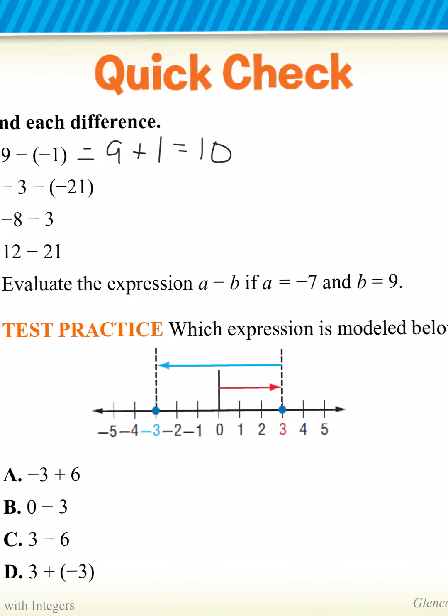On number 2, what do I need to do? Keep change flip. Negative 3 plus 21 gives you what? 18. Let's go.